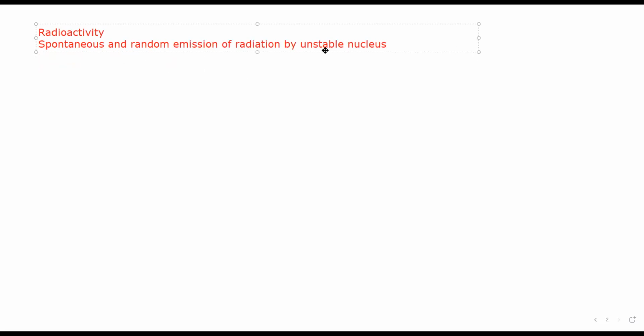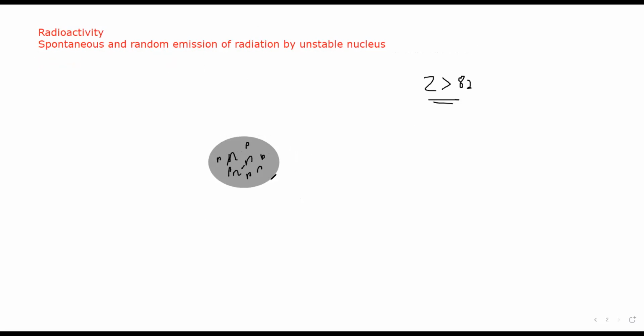So why is the nucleus unstable? Because there are a lot of nucleons. I'm just drawing this as a nucleus. This is not the atom. There are a lot of nucleons inside. So naturally, when an element has an atomic number more than 82, it is radioactive. Why are they radioactive? Because a lot of particles are there. The nucleus is not able to hold them together.